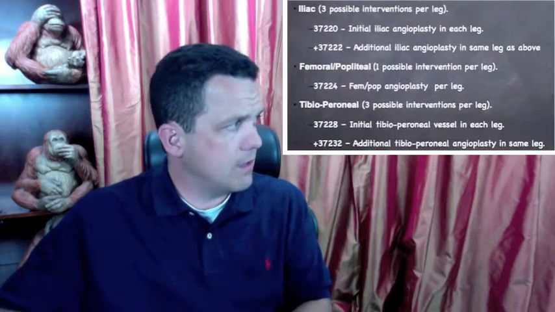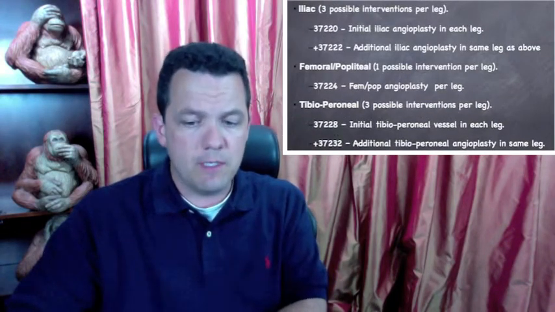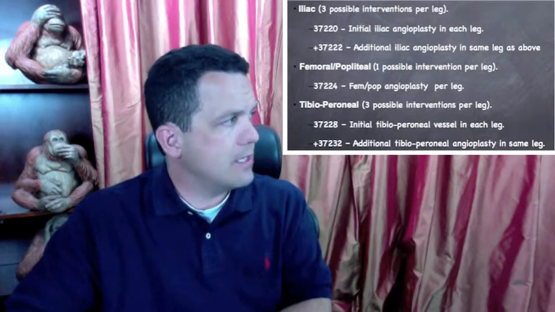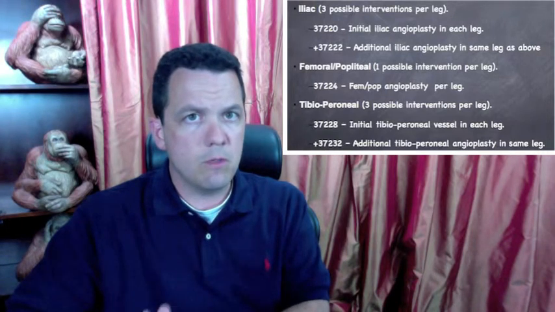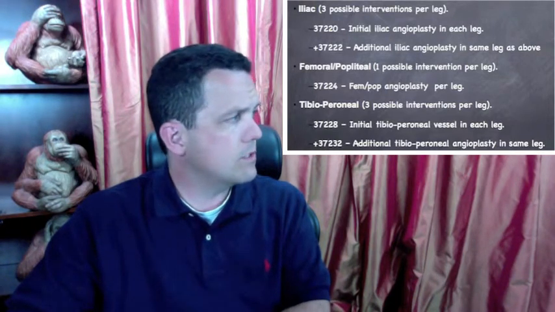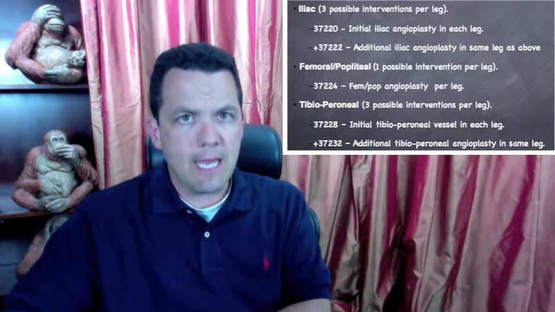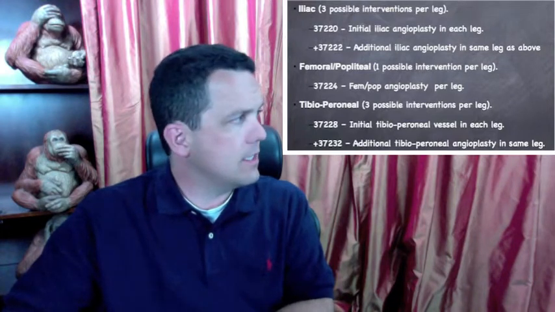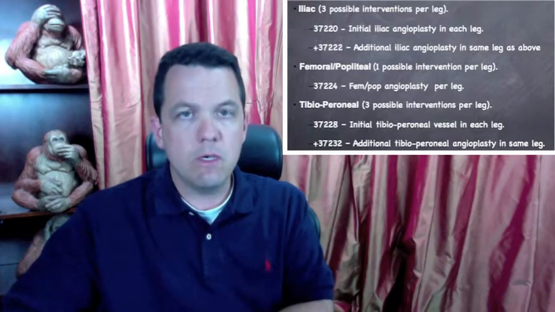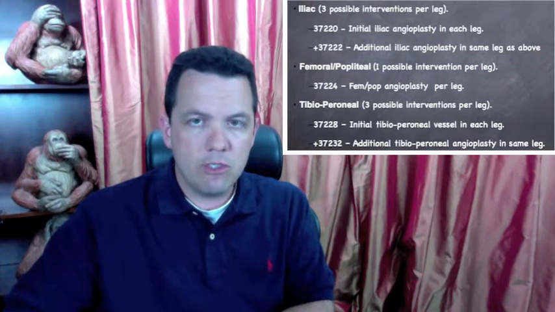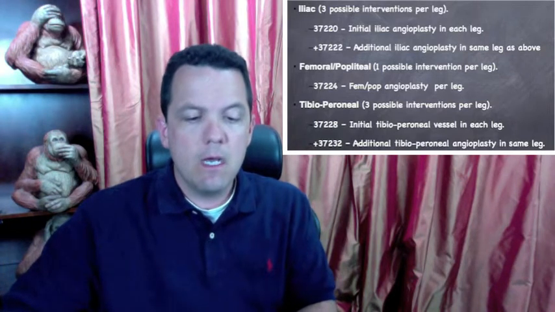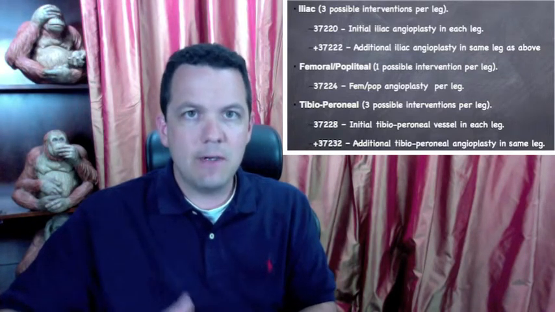The first set of interventions that I'll talk about are the angioplasty. This is the least intensive of the interventions. As we look at the iliac angioplasty codes, you'll see that there's 2 separate codes. The first one here, the 37220, says that this is the initial iliac angioplasty that's being performed in each leg. When we build this initial iliac angioplasty code, the 37220, we're getting paid for both the angioplasty, the placement of the catheter into that segment of 3 vessels, and also any imaging that's necessary to perform the intervention and to confirm that the intervention was successful.